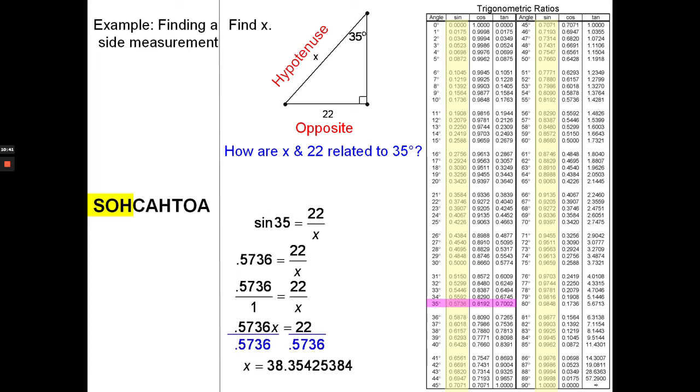Using a calculator, we get x equals 38.35425384, and your calculator could go as far or shorter. Remember, we're rounding sides to 1 decimal place for this entire unit, so this side, x, will be 38.4 because the 5 causes the 3 to round up to a 4.